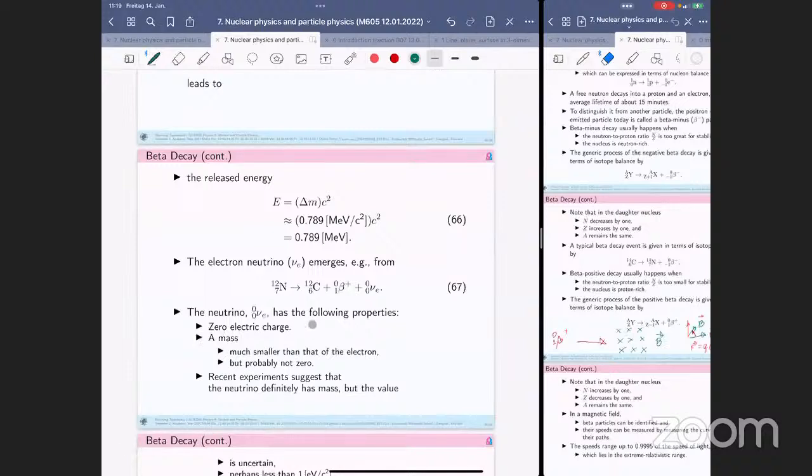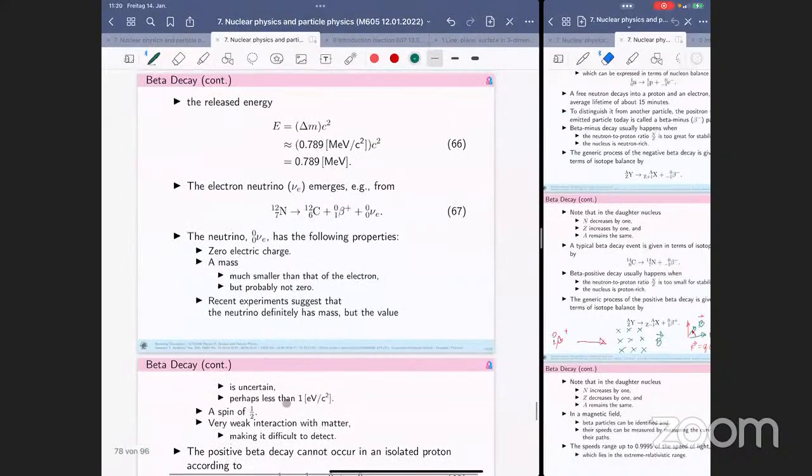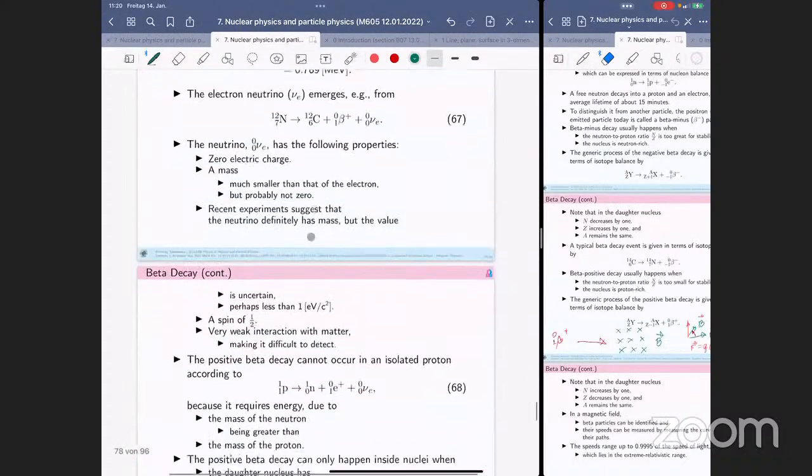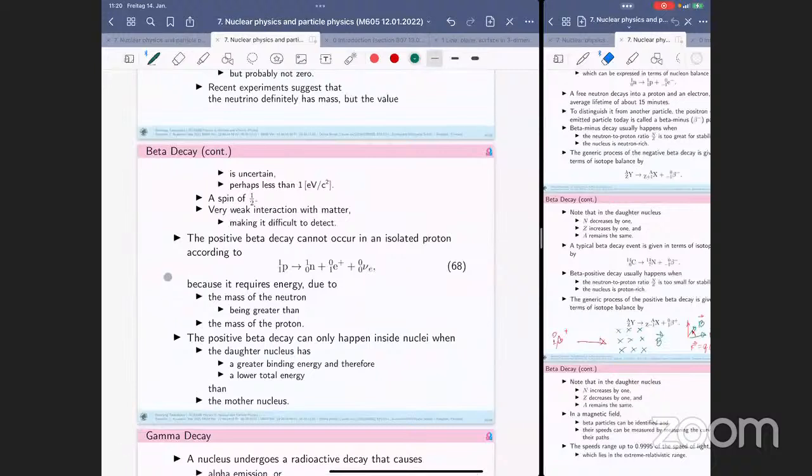Zero electric charge, there is no charge, whether it's the electron neutrino or anti-neutrino. It has a mass much smaller than the electron, but probably not zero. It should not have no mass. Recent experiments suggest that the neutrino definitely has mass, but the value is uncertain because it's beyond the precision of our machines. Perhaps less than 1 electron volt per c squared. This is what we observe: less than 1 eV per c squared. Its mass is even smaller than the electron's.